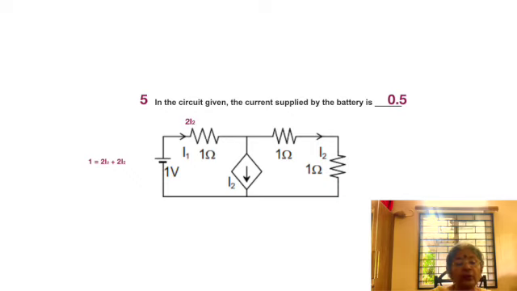Okay, so I1 is okay. Now what is asked is, in the circuit given, the current supplied by the battery, which is equal to I1. So it's very simple, Kirchhoff's current law, because I1 is equal to I2 plus I2, or 2I2, which we have already done.